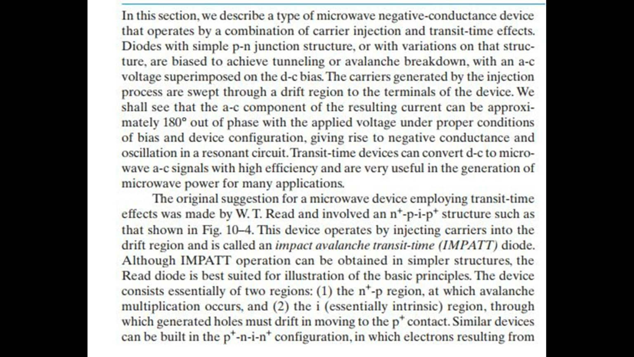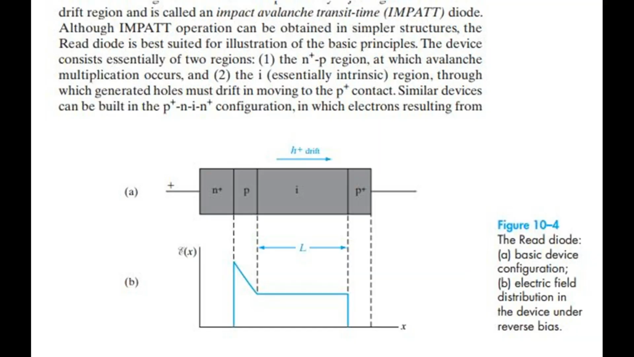Similar devices can be built in the P+NIN+ configuration, in which electrons resulting from avalanche multiplication drift through the I region, taking advantage of the higher mobility of electrons compared with holes. Figure 10 for the Read diode: A, basic device configuration; B, electric field distribution in the device under reverse bias.